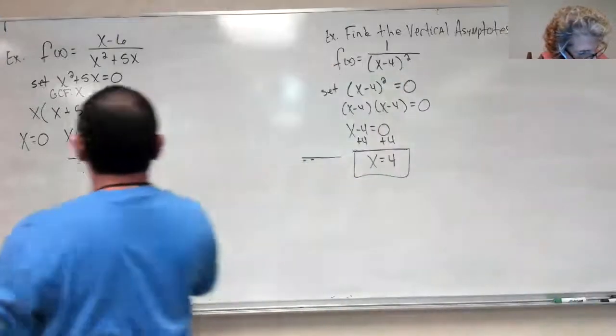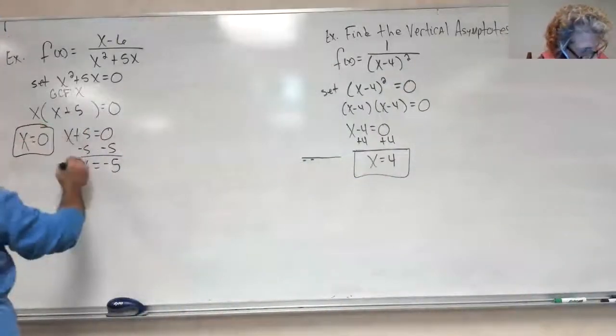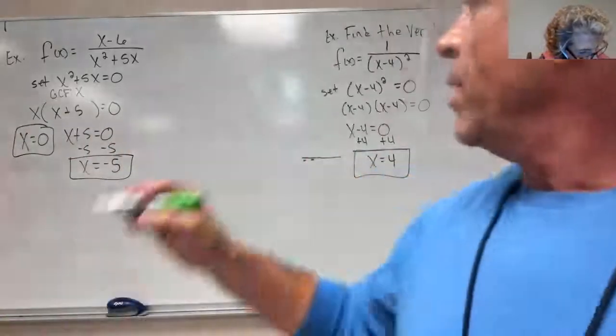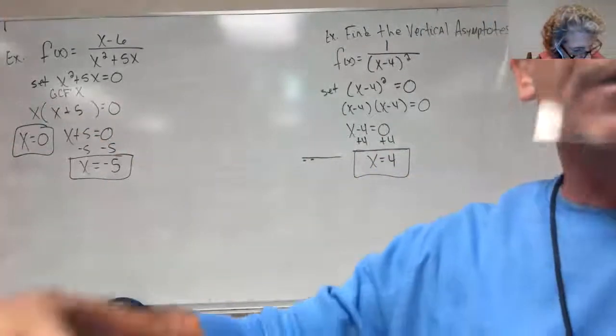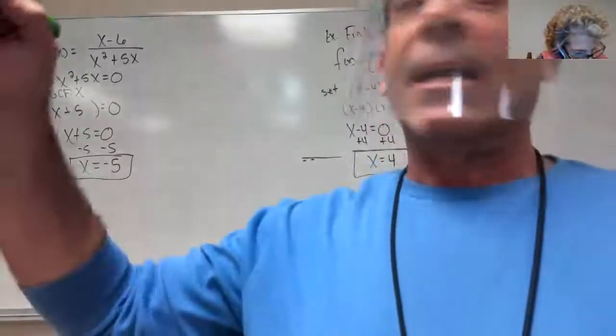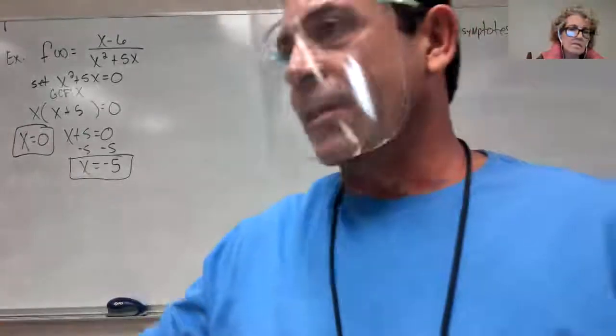All right, so this one will be x equals 0, x equals negative 5. Now, they'll let you write it as x equals 0, comma, negative 5 that way too, okay? And then some of them actually have A, B, C, D answers listed in all the possibles.